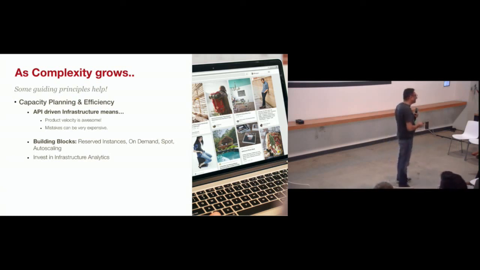Also, some of the building blocks are different. Some of the new nomenclature for how we manage capacity and efficiency in infrastructure are things like reserved instances, things like spot instances, on demand, and then ultimately managing services to auto-scale with demand. Now, those are the new building blocks, and a combination of those things, if you tweak them right, gives you a more efficient and well-managed infrastructure in the public cloud.